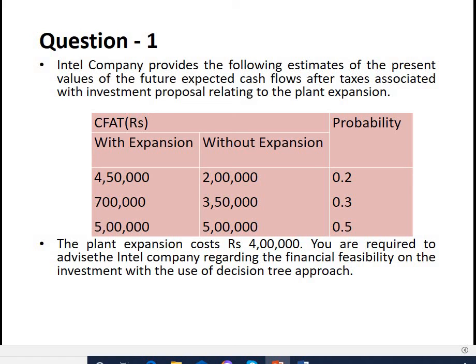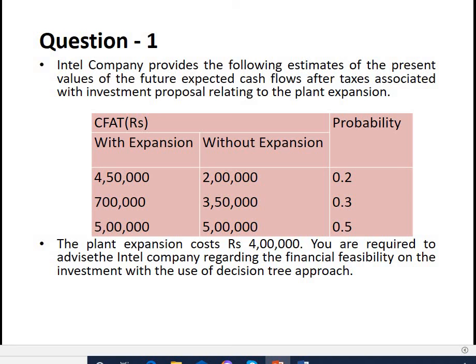The problem goes like this. Intel company provides the following estimates of the present values of the future expected cash flows after taxes associated with an investment proposal relating to plant expansion. Here the project is the plant expansion. The estimated CFAT is given: with expansion we are getting 4,50,000, 7 lakh and 5 lakh. Without expansion we are getting 2 lakh, 3,50,000 and 5 lakh. The probabilities assigned are 0.2, 0.3 and 0.5. The plant expansion cost, if you go for expansion, is 4 lakh.